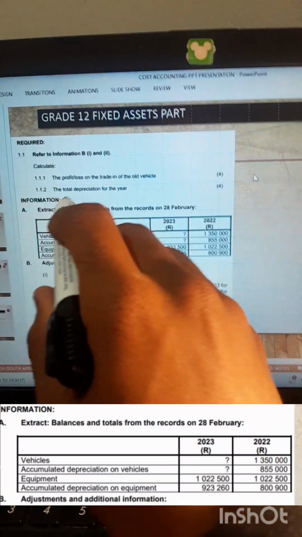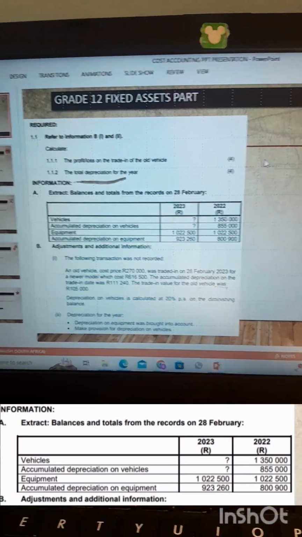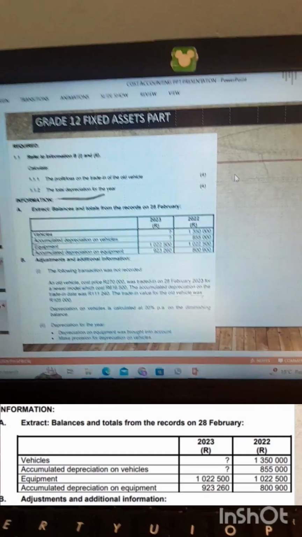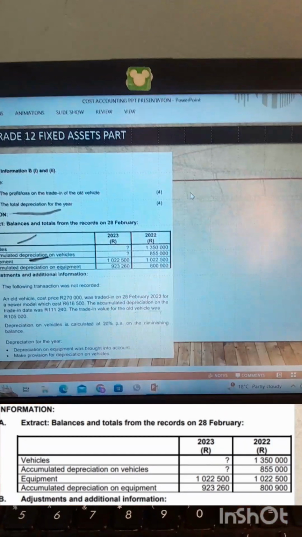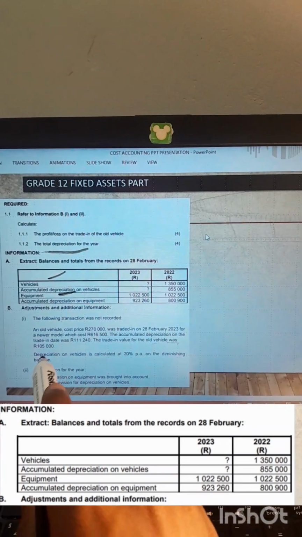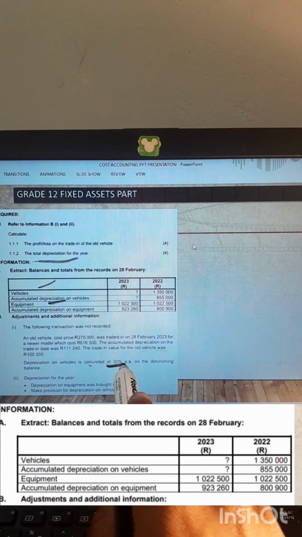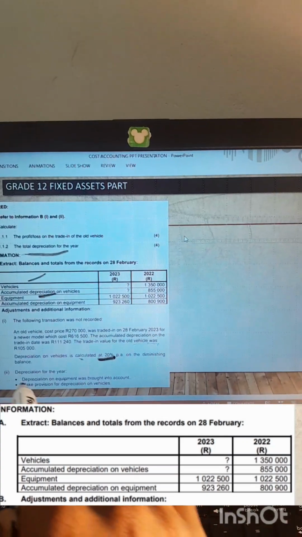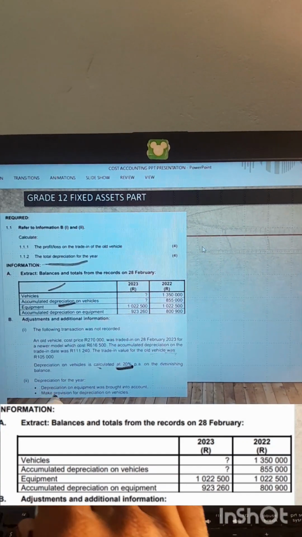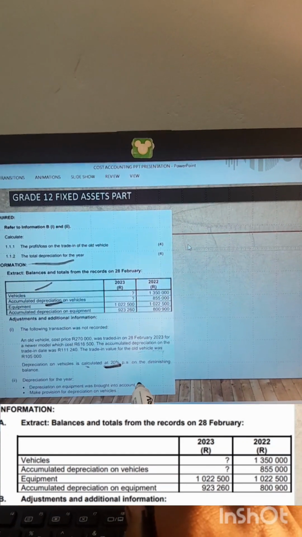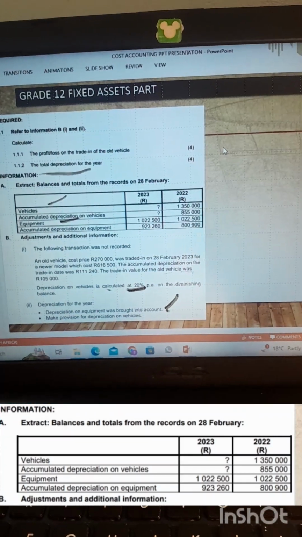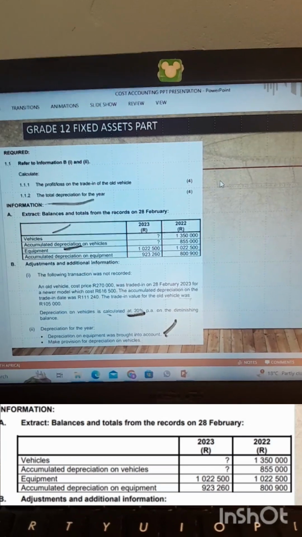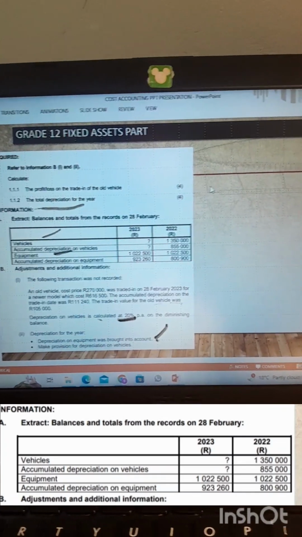Let's go to 1.1.2. Calculate the total depreciation for the whole year. So we have vehicles, and we also have equipment. Depreciation on vehicles is calculated at 20%. Let's start with equipment, because for depreciation they say depreciation of equipment is brought into account. So how do we calculate it? There's no percentage. That's the trick there.